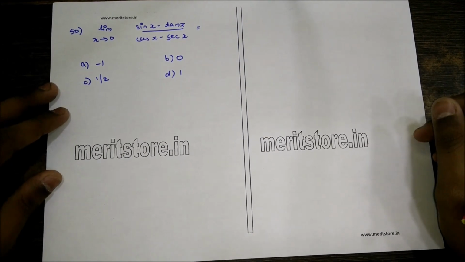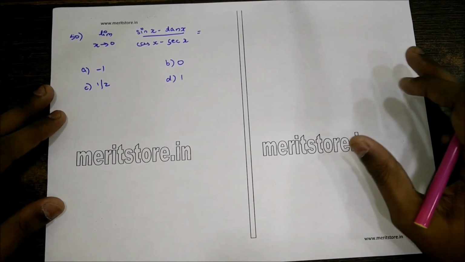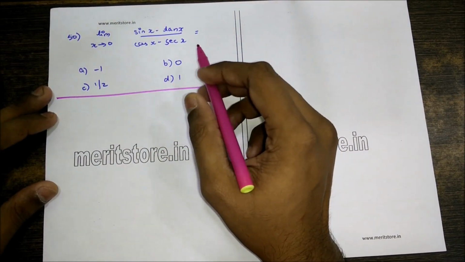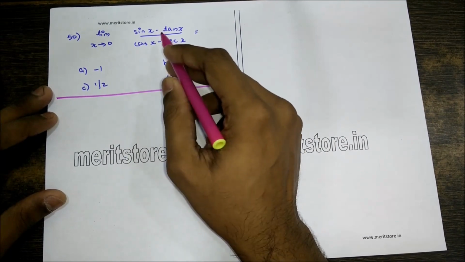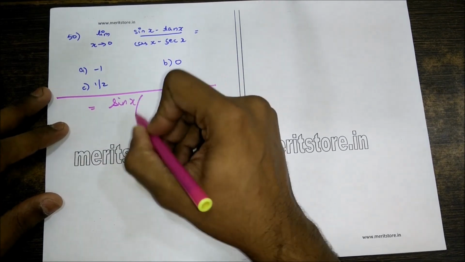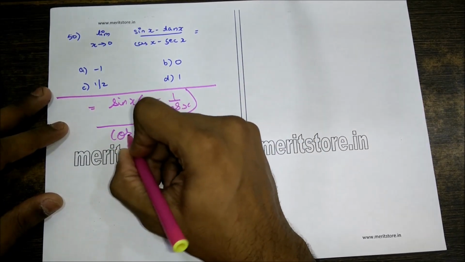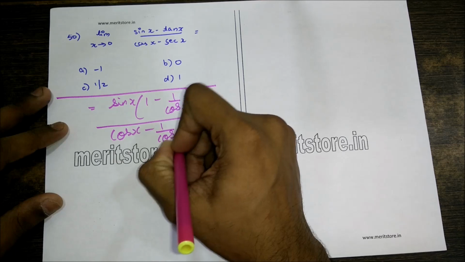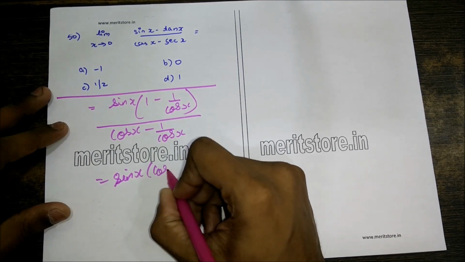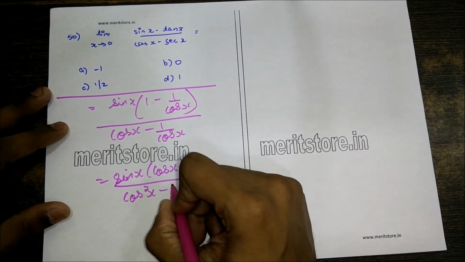Limit of x tends to 0, (sin x minus tan x) upon (cos x minus sec x) equals: a, minus 1; b, 0; c, 1 by 2; or d, 1. For this, we need to change the terms in terms of sine and cos only. So we get sin x into (1 minus 1 by cos x), and (cos x minus 1 by cos x). So therefore we get sin x (cos x minus 1) upon (cos square x minus 1).